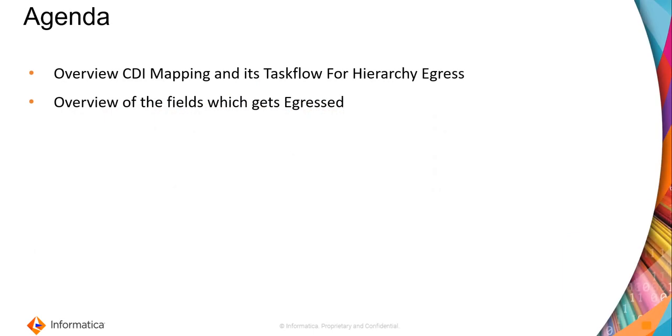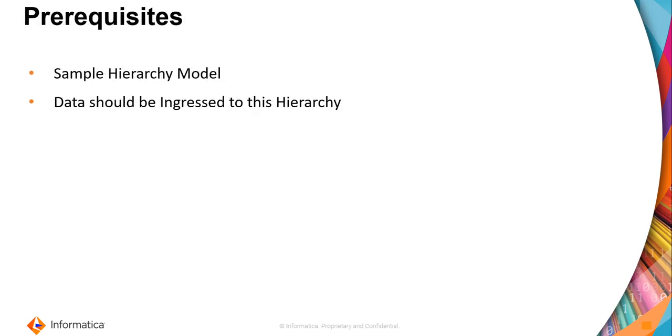So the agenda is to give an overview of the CDI mapping and its task flow for a hierarchy egress, and also give an overview of each of the fields that get egressed. The prerequisite is to have a sample hierarchy model, and the data should already be ingressed into this hierarchy.